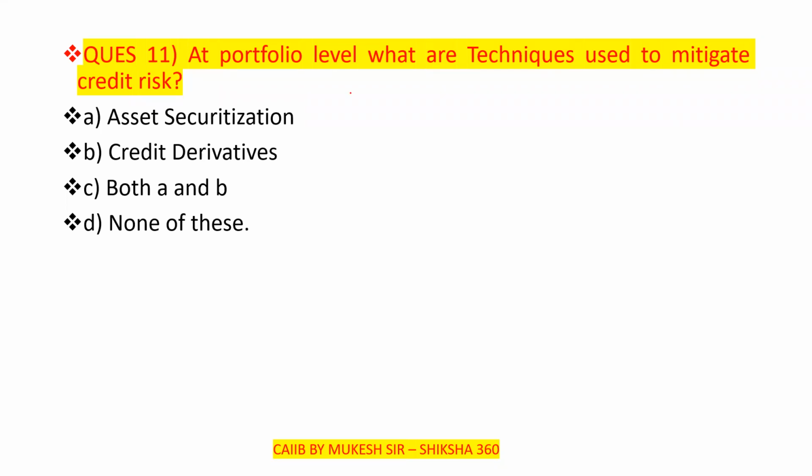Please tell fast. At the portfolio level, what are the techniques used to mitigate, that is to reduce, the credit risk? This question is from chapter number 12, and I think we have already discussed these things. So what is the correct answer? Please tell fast. Option A, B, C, D.